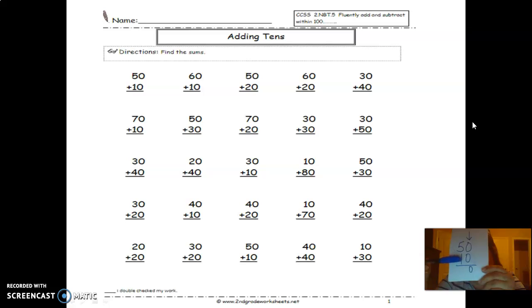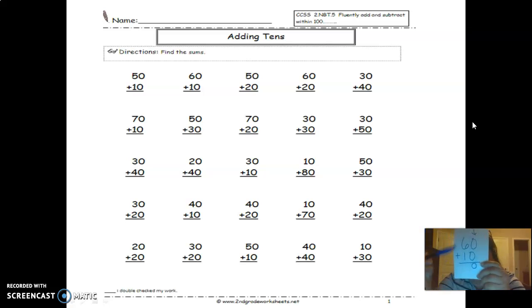50 plus 10. So we're going to start off with the zeros. 0 plus 0 is 0, of course. You always start with the first number. And then you're going to do the second line. 5 plus 1 is 6. So your answer is 60. That's for number 1. Let's try another one.